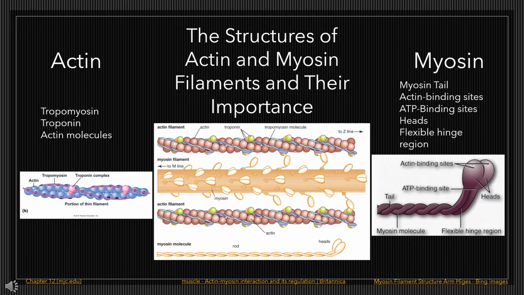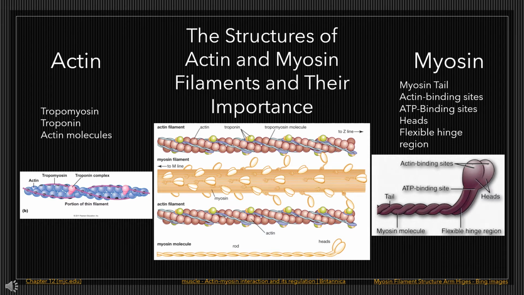There are actin molecules that form a chain of spheres. Lying over the myosin binding sites of the actin molecules will be the tropomyosin. We can also see the troponin. Troponin is extremely important. Calcium ions released by the sarcoplasmic reticulum bind to the troponin, and the troponin is able to pull back the tropomyosin to reveal the myosin binding sites.